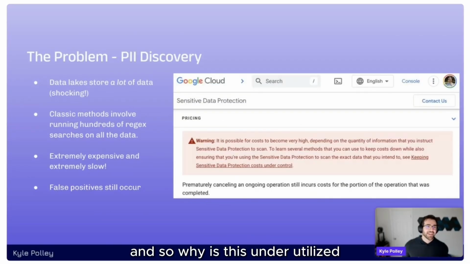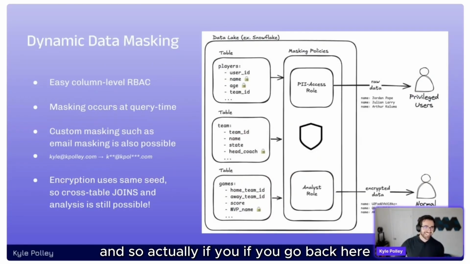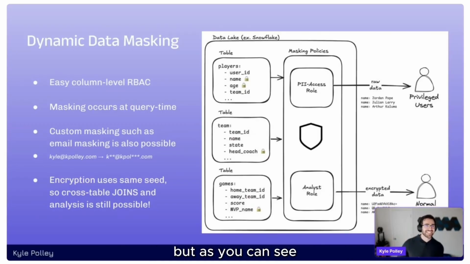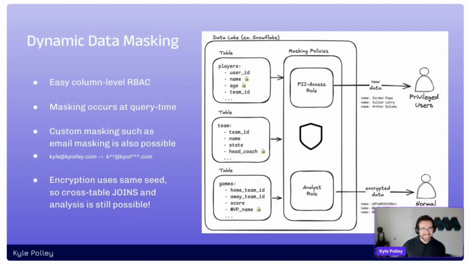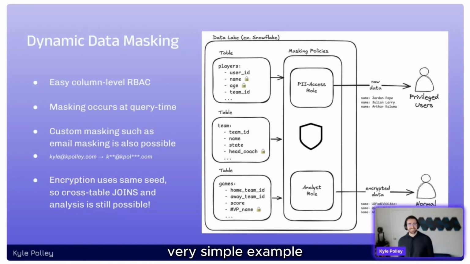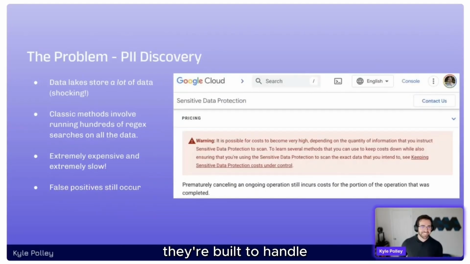And so why is this underutilized? If you go back here, we have these masking policies and all the columns that are tagged, but as you see, we have 3 tables and 12 column names. This is a very simple example, but the issue with data lakes is that they're built to handle tons and tons of data. It's literally built to just dump as much data as possible and you just query off of it.